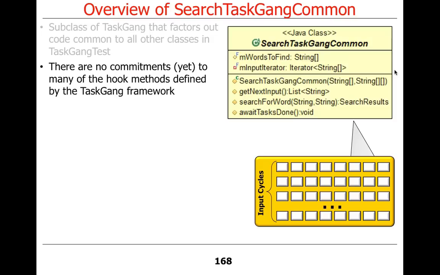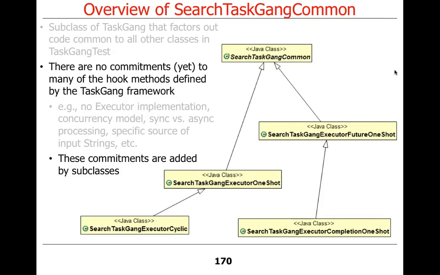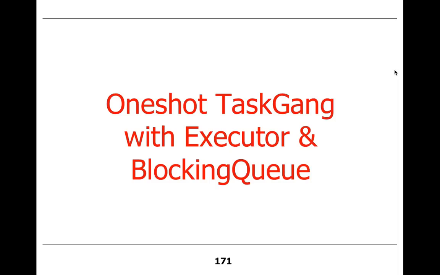And notice that there's no commitments yet to all the really cool things that are fun, right? The things that are fun here are stuff like the executor implementation, whether it be cached or fixed, the type of concurrency model, how many threads we have, whether we're doing things synchronously or asynchronously with respect to input processing or result processing, and where we are getting the input strings from. All that stuff is left as an exercise for implementations later on, which are then added by all the subclasses. So these subclasses come along and fill in the blanks.